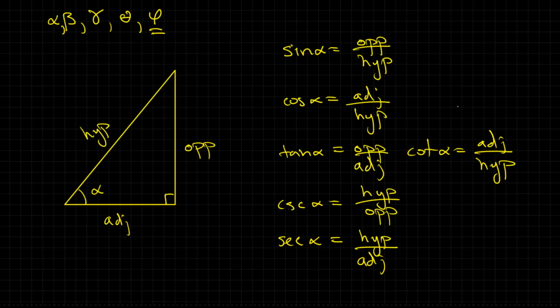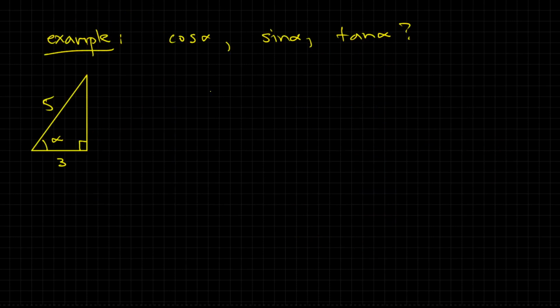Let's do a simple example. Here I have a right triangle, and given is the length of one of the legs, 3, and the length of what's called the hypotenuse, 5, and we've drawn in an angle alpha. What's asked of us is to find cosine alpha, sine alpha, and tangent of alpha.